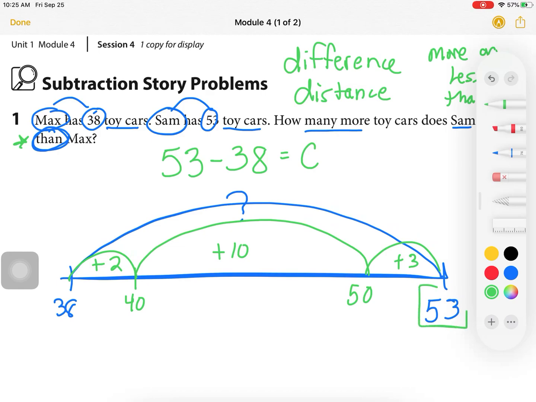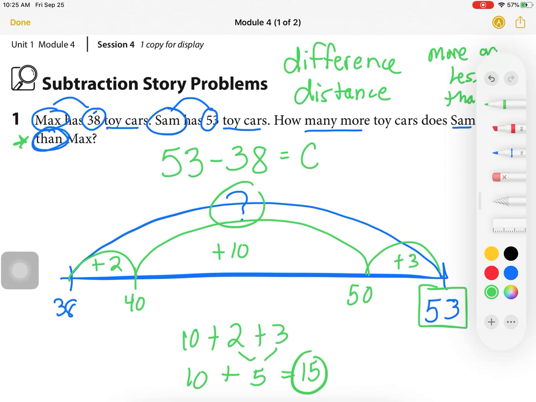But 53 isn't the answer. Remember, I'm trying to find out that big distance or difference. So I have 10 plus 2 plus 3. 2 plus 3 is 5. 10 plus 5 is 15. So the answer to this story problem is 15, or C is equal to 15.